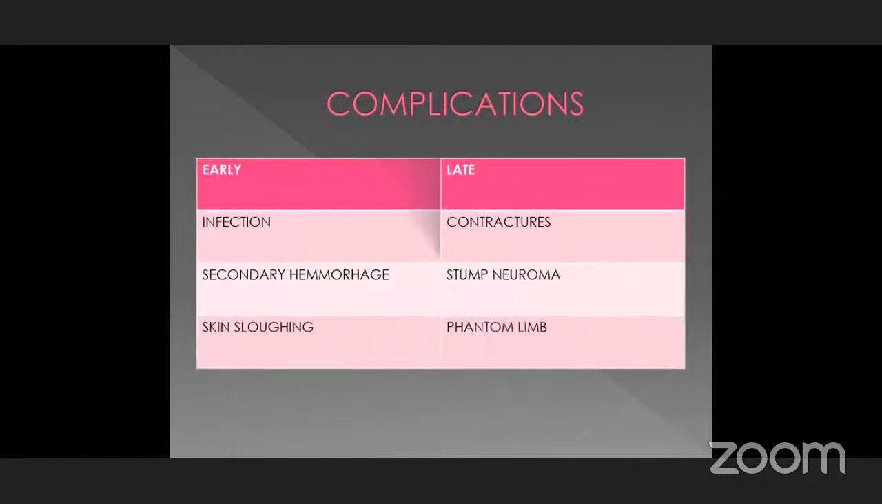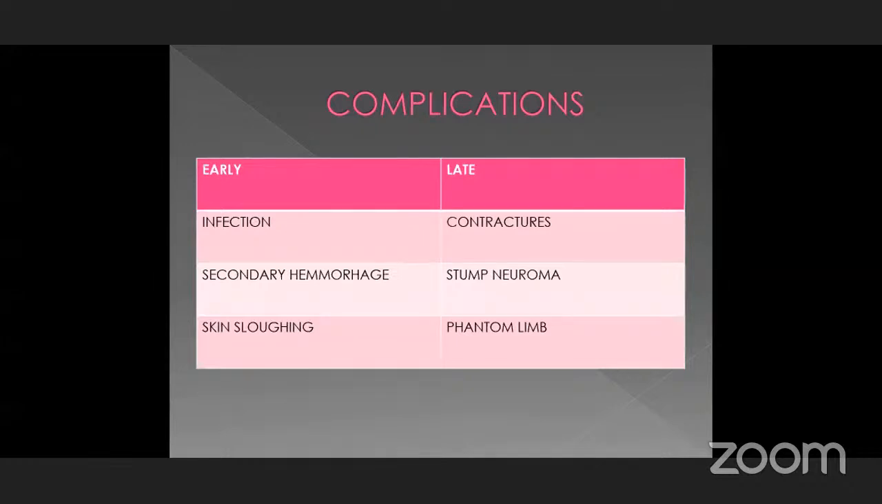Okay, we will see some of the very common complications which come to the patients. Early complications: first, infection. Some patients who have diabetes, hypothyroid or thyroid problems will get infected because the wound does not heal soon. That's why they get infection and secondary hemorrhage. The suture is not done very well because of the health condition, and so it leads to secondary hemorrhage and skin sloughing.